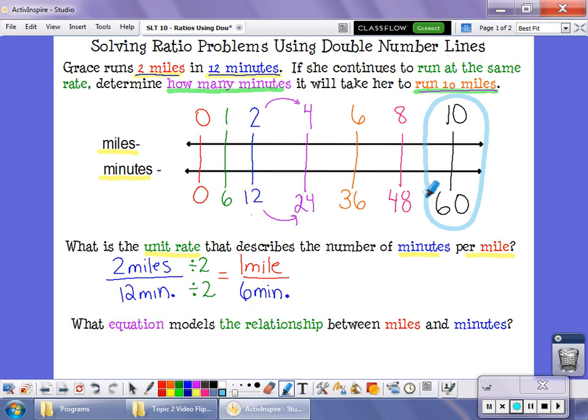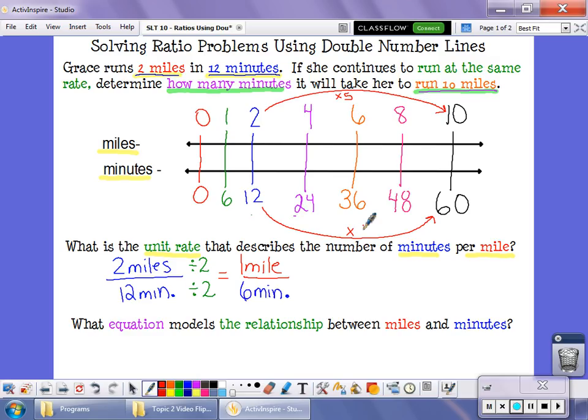Now there are some shortcuts when we're using this ratio, or this double number line. Okay? Just like when we used ratio tables, we can use multiplication to help us out. If I knew that 2 miles was 12 minutes, I can think, okay, to go from 2 miles to 10 miles, that's just times 5. So if I do my 12 minutes times 5, that will give me my 60 minutes.